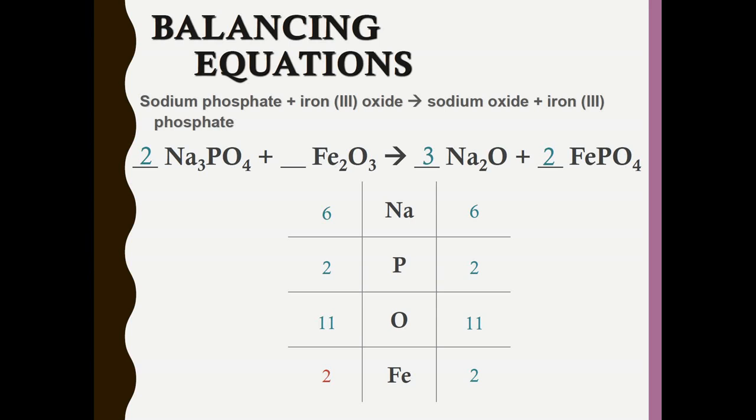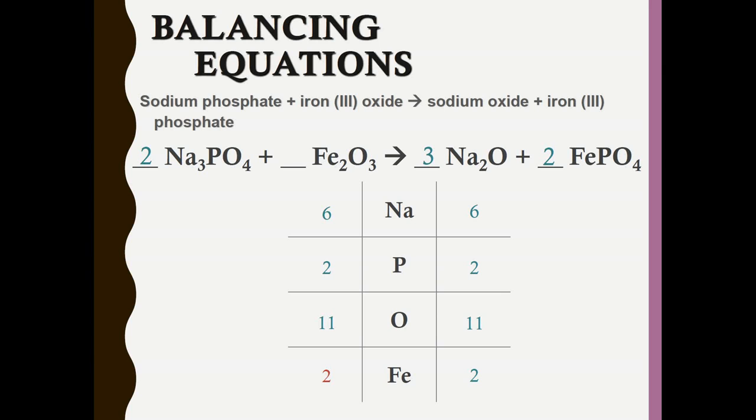So let's use the first technique. Make 3 columns. In the middle column, we're going to write down all the elements that we are going to be using. I have Na, P, O, and Fe. On the left side, I have 3 sodiums. On the right side, I have 2 sodiums. For phosphorus, I have 1 on both sides. For oxygen, I have 7 on the left side and 5 on the right side. Iron is 2 on the left side and 1 on the right side.